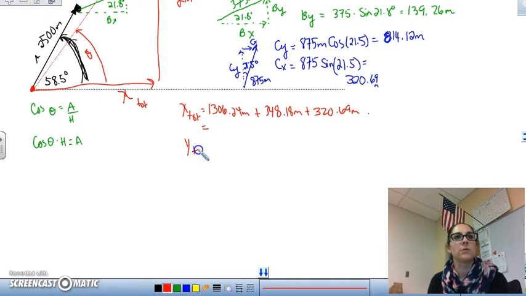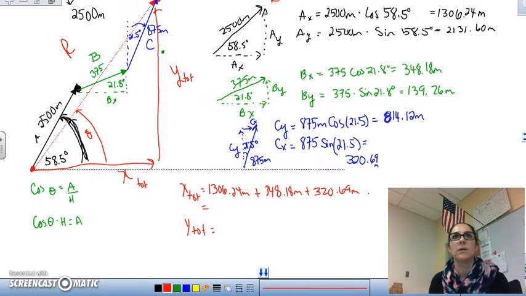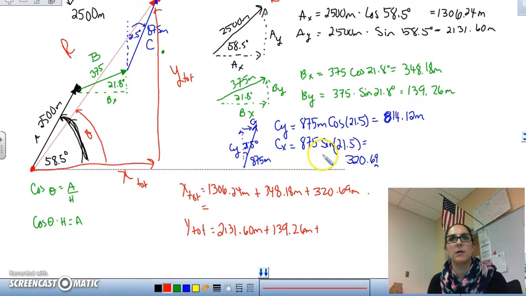Now we're going to do the y total. Same thing. Let's see if I can get it all on one screen. Oh, I can. Cool. So that will be 2131.60 meters. So I got that here. The y is here, so plus 139.26 meters plus the y. Here we go. The y, 814.12 meters. There we go.